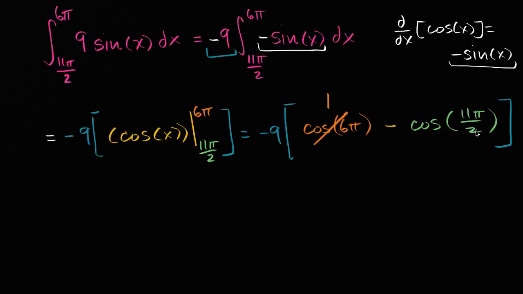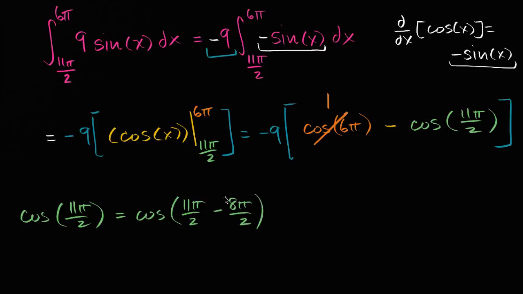And what is cosine of 11 pi over 2? Let's subtract some multiple of 2 pi here to put it in values that we can understand better. Cosine of 11 pi over 2 is the same thing as cosine of 11 pi over 2 minus 4 pi, which is 8 pi over 2. So once again, I'm just subtracting a multiple of 2 pi, which isn't going to change the value of cosine. And so this is going to be equal to cosine of 3 pi over 2.